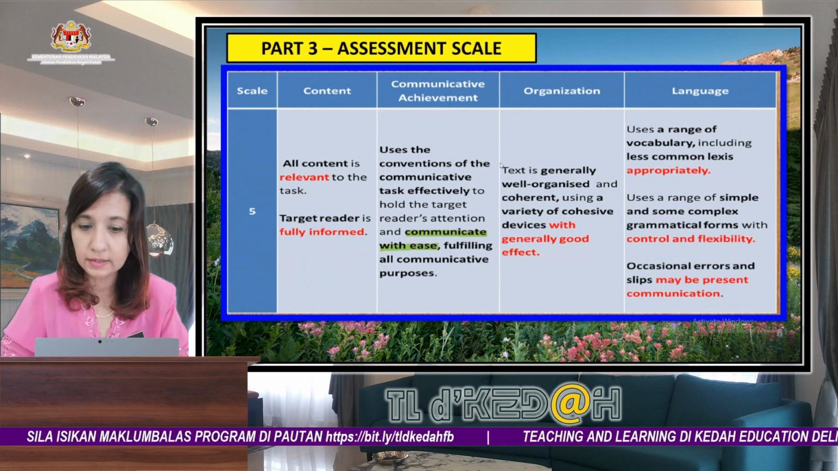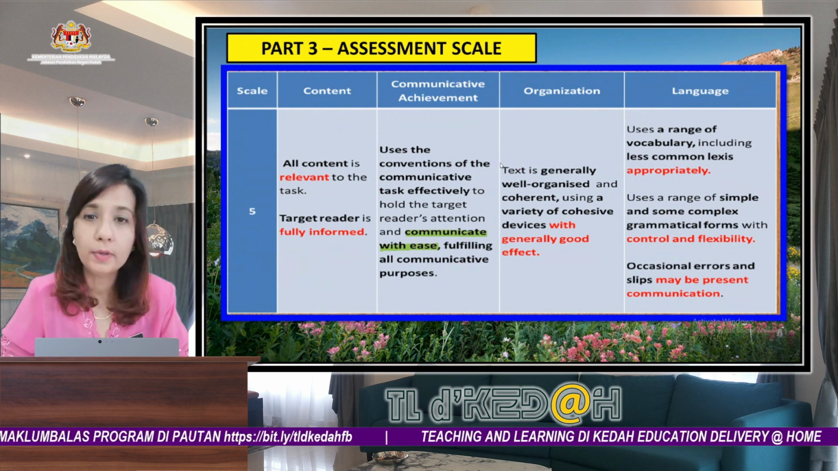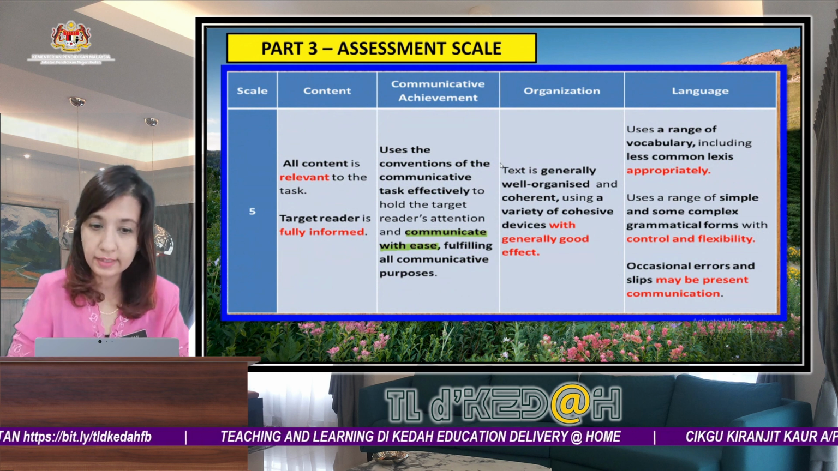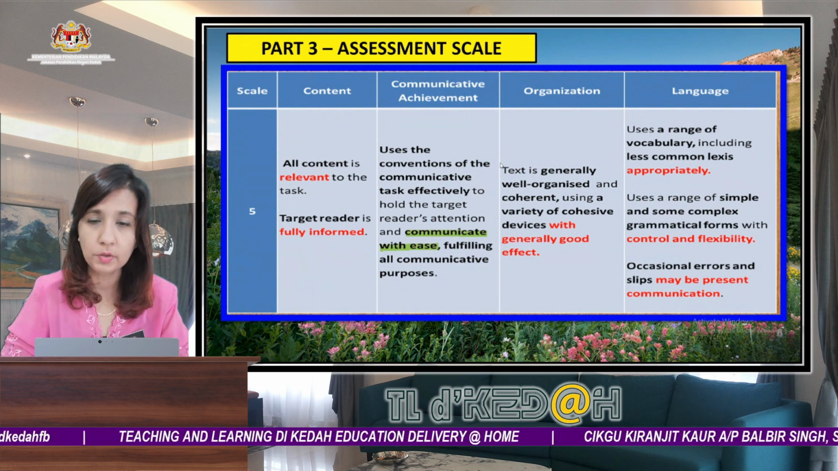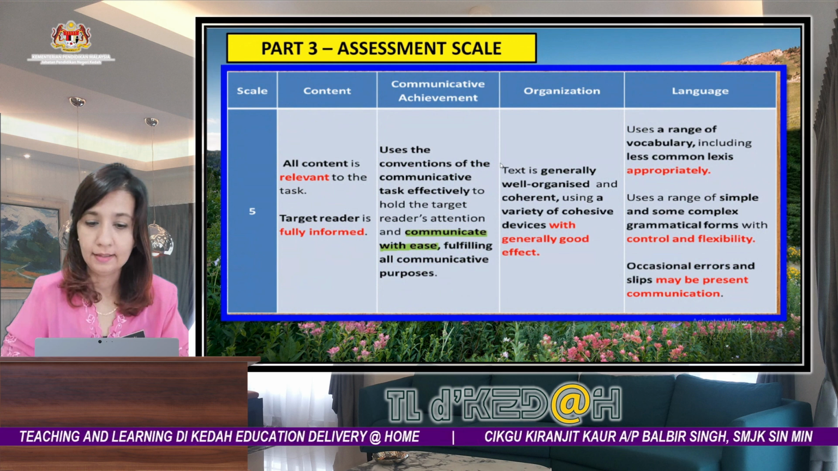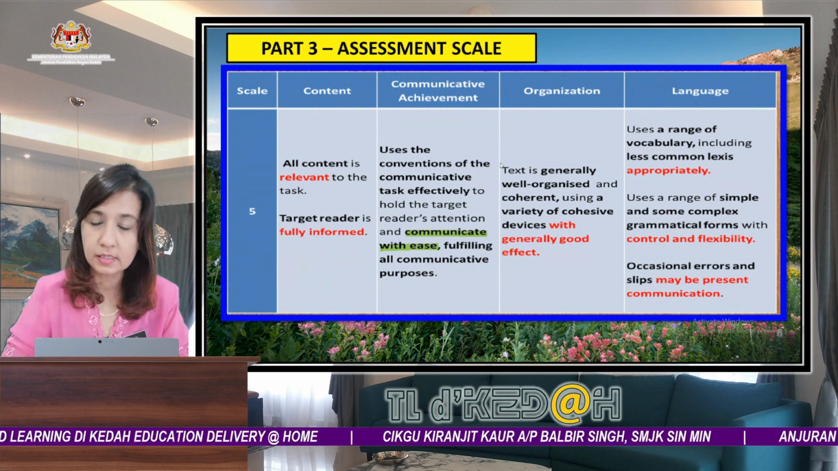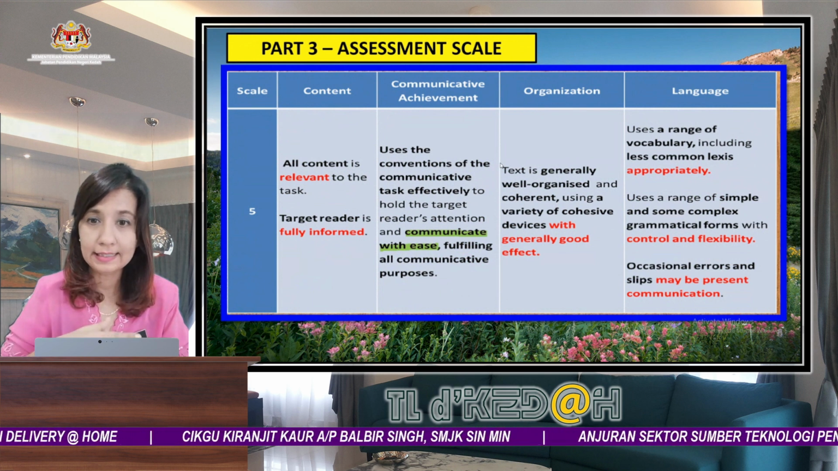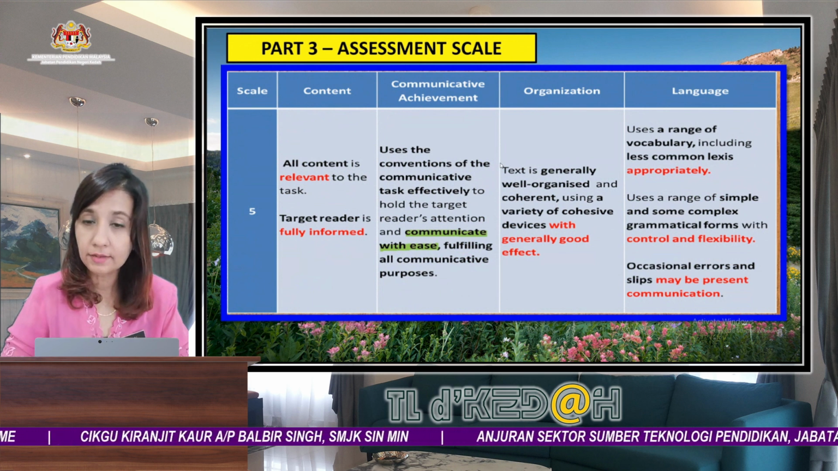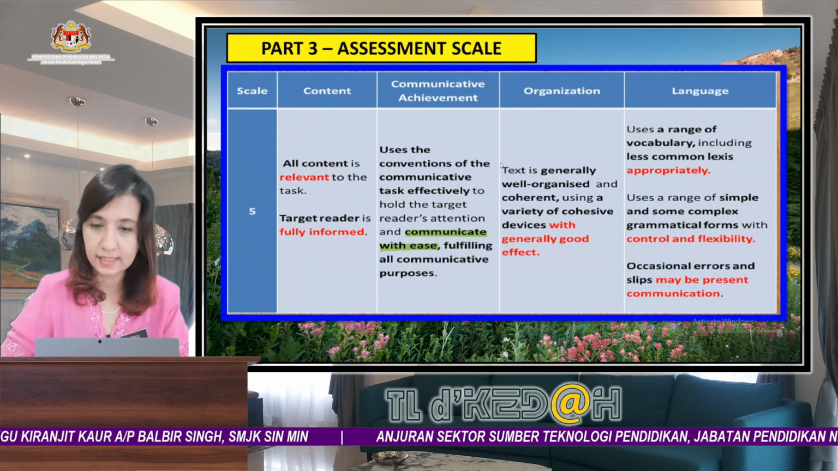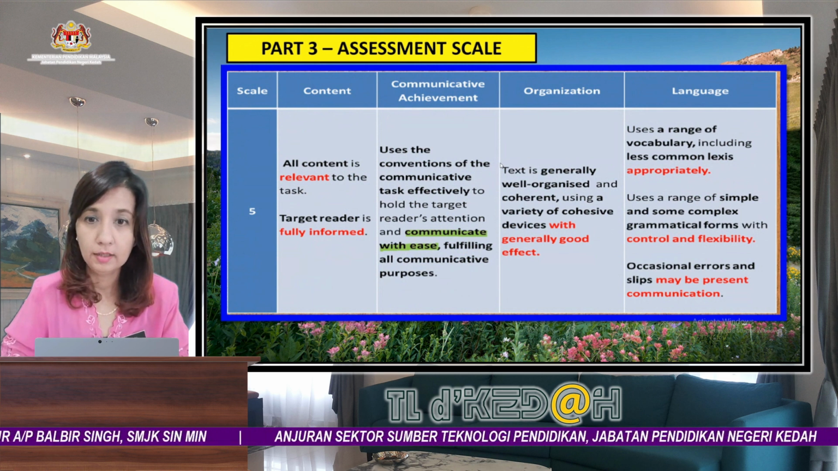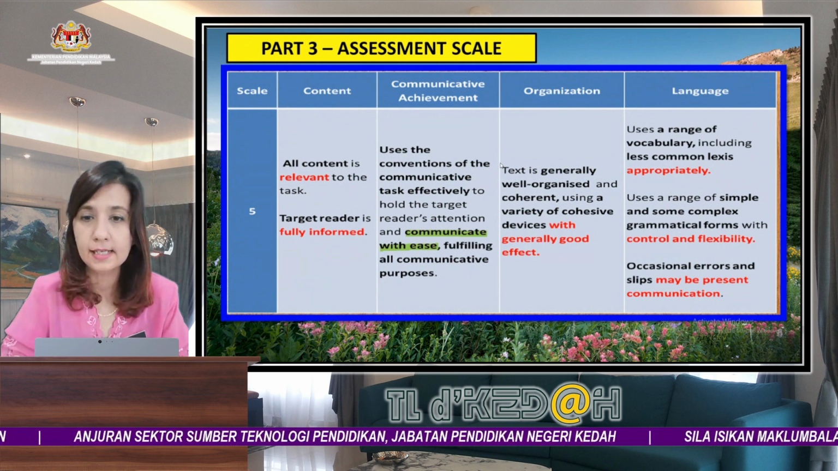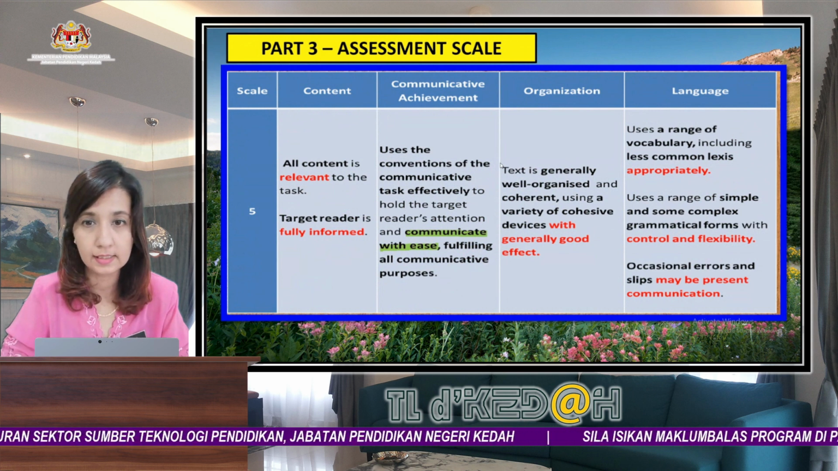For communicative achievement, communicate with ease. That means no problem in your language. You don't have to think so much. It comes very naturally. When I read, like the review we just read just now, it's very smooth. The use of language, the way the person speaks, is very natural. The ideas are very clear. And it's a review. When you read, you know, oh, okay, this place seems to be a nice place to go for a holiday. Organization is how you organize your paragraphs and linkers and cohesive devices.